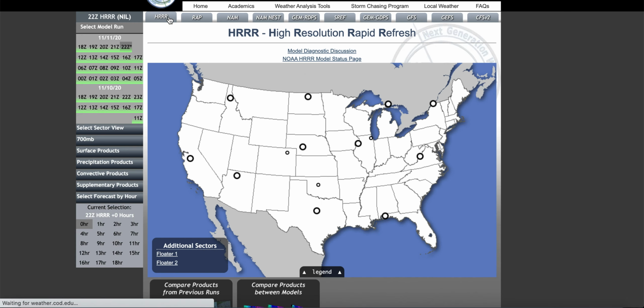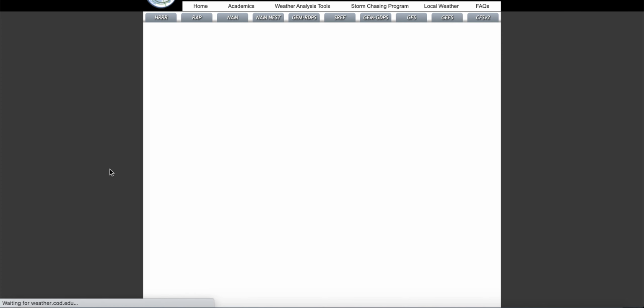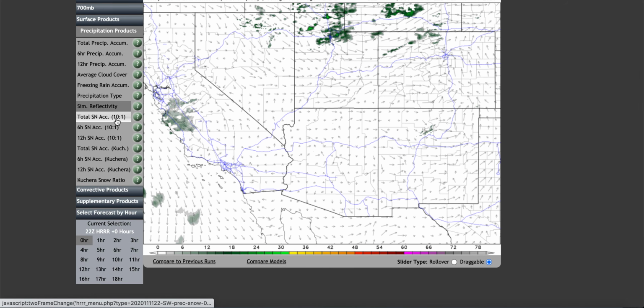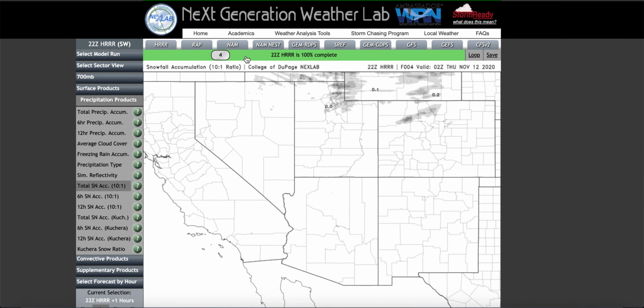Now this other one is a very, very high resolution forecast. If I select sector view, I'm going to go to the same view as the last one. So this is southwest, precipitation products, and I'm going to select total snow accumulation. This one doesn't go as far out. This only goes a couple days, but you'll see there's super high resolution, right? As soon as I move my mouse, the number is going to change. This is very, very localized forecasting, although it doesn't go very far out. This goes a day and a half out, but it is very efficient at forecasting very local events.